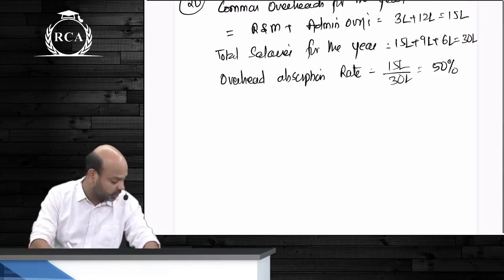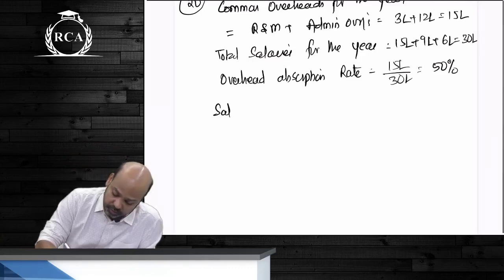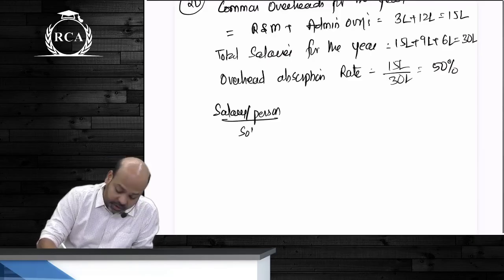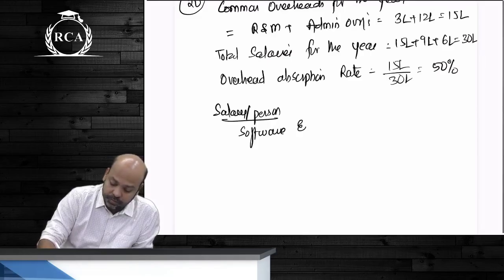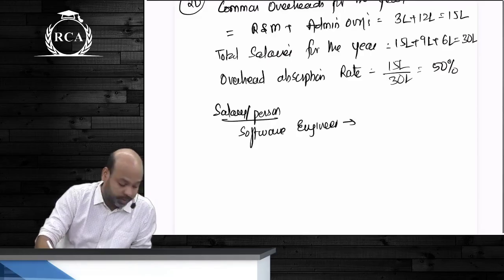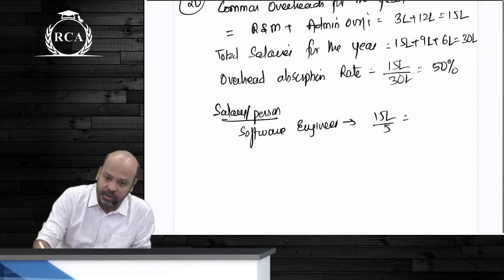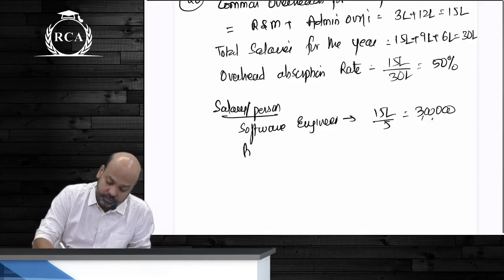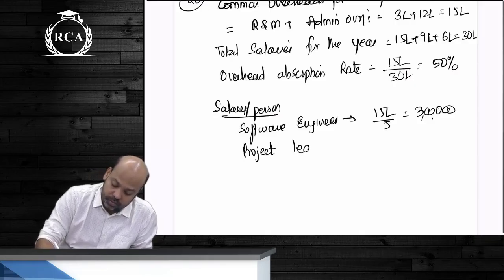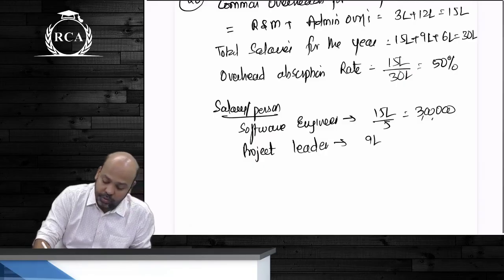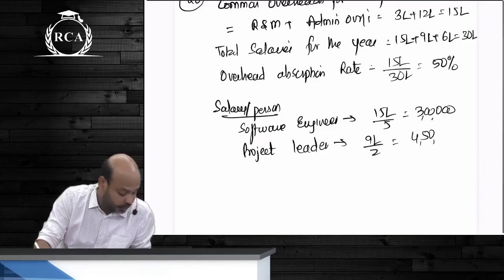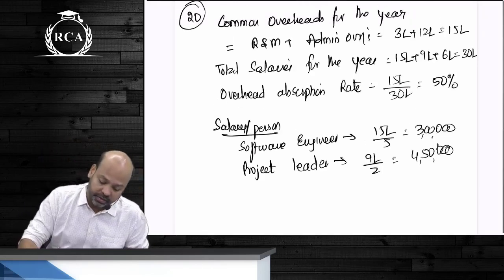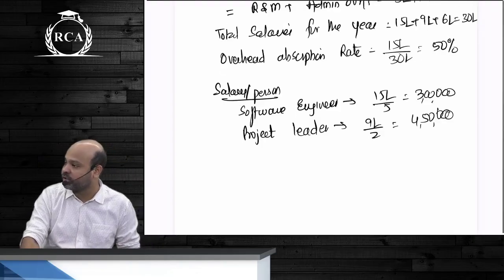What was the other thing beta? What is the salary per person? लिख लिए वो भी चाहिए ना अपन को. Salary per person guys. Software engineer की salary कितनी है? Software engineer beta, we are paying 15 lakhs for 5 persons guys, so that'll be 3 lakhs per person beta. Project lead guys, you're paying 9 lakh rupees for 2 persons guys, so that'll be 4 lakh 50,000 per person. And then project manager beta 6 lakhs only, एक ही बंदा है. We're just writing salary per person guys so that we can use that in the cost statement.